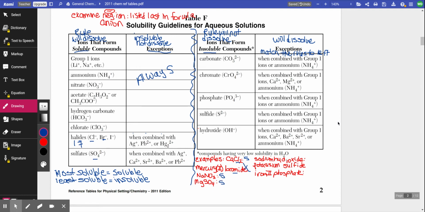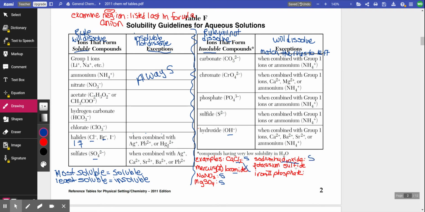Now let's go over here, sodium hydroxide. Remember, I'm looking at the negative one first. Hydroxide is here. Hydroxides are not soluble unless they're combined with something in group 1, calcium, barium, strontium, or ammonium. Well, sodium is in group 1. You want to make sure you check your periodic table. Sodium right here, Na, is in group number 1. So if the rule is not soluble, the exception makes it soluble.